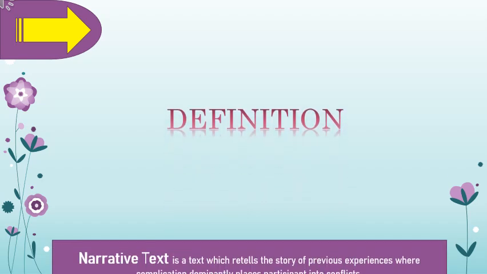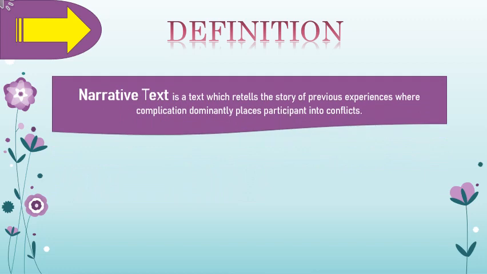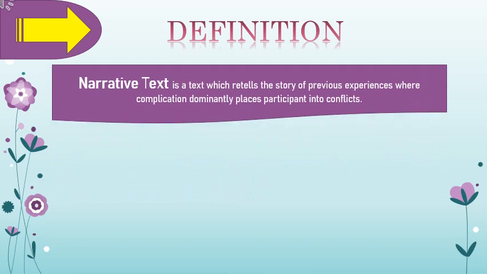Narrative text. Let's start with the definition first. Narrative text is a text which retells the story of previous experiences where complication dominantly places participants into conflicts. Jadi narrative text adalah cerita atau teks yang menceritakan tentang pengalaman di masa yang lalu, di mana complication itu atau masalah itu lebih dominan terjadi kepada participansnya.